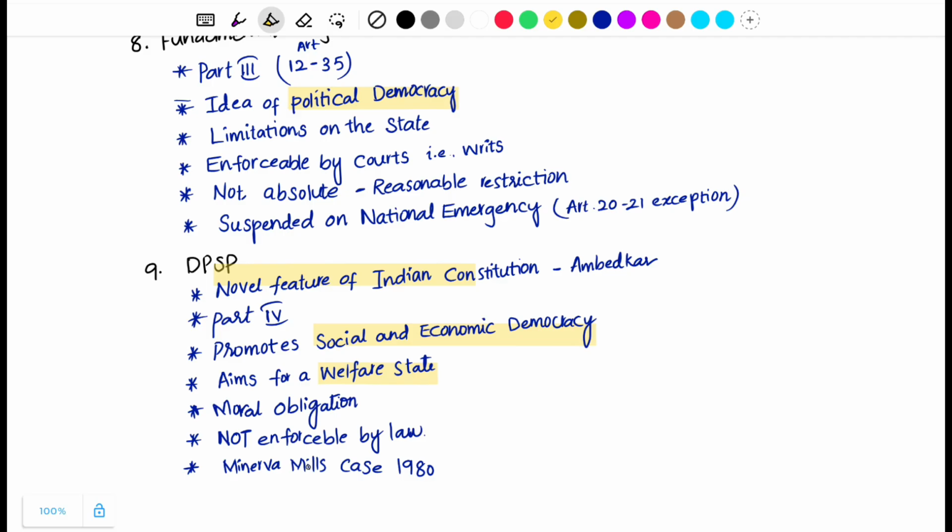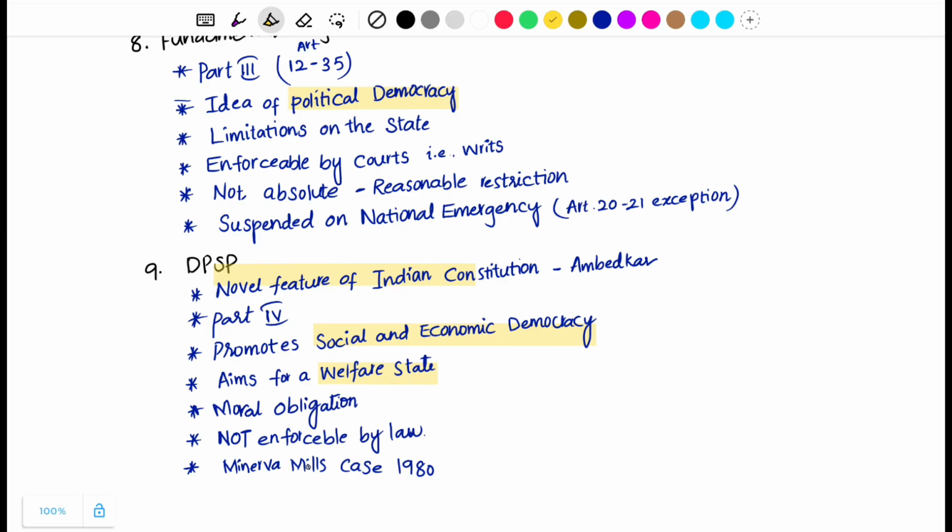There is no legal obligation on the directive principles of state policy, whereas the fundamental rights have it. The directive principles have only a moral obligation. We all know that fundamental rights are enforceable by law, whereas the directive principles of state policy, DPSPs, are not enforceable by law.